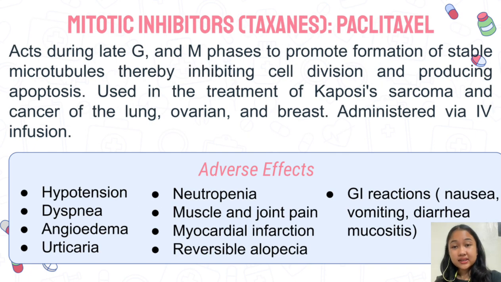Next drug is paclitaxel under taxanes. It acts during late G2 and M phases to promote formation of stable microtubules, thereby inhibiting cell division and producing apoptosis. It is used in the treatment of Kaposi sarcoma and cancer of the lung, ovary, and breast, administered via IV infusion. Its adverse effects are hypotension, dyspnea, angioedema, urticaria, neutropenia, muscle and joint pain, myocardial infarction, reversible alopecia, and GI reactions such as nausea, vomiting, diarrhea, and mucositis.